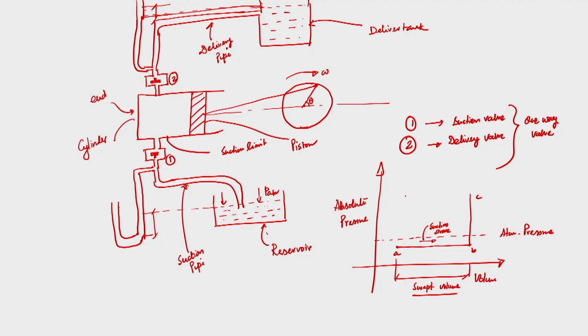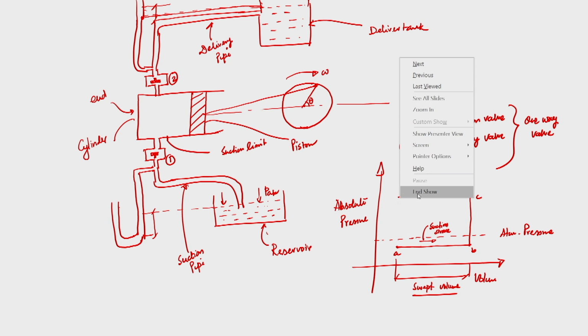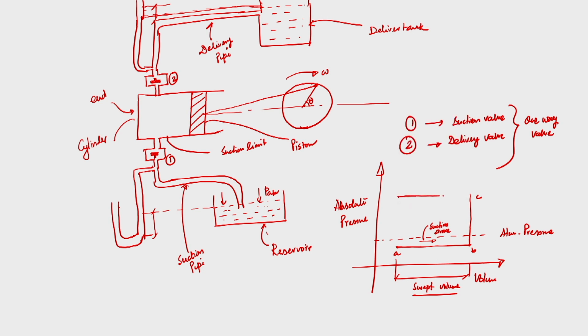Volume will reduce, and we are assuming that the volume reduces in a constant pressure process. So assuming the process is constant pressure, the volume decreases up to the point D. At that time the suction valve remains closed and the delivery valve is opened, and the liquid is going to the delivery tank via the delivery pipe.